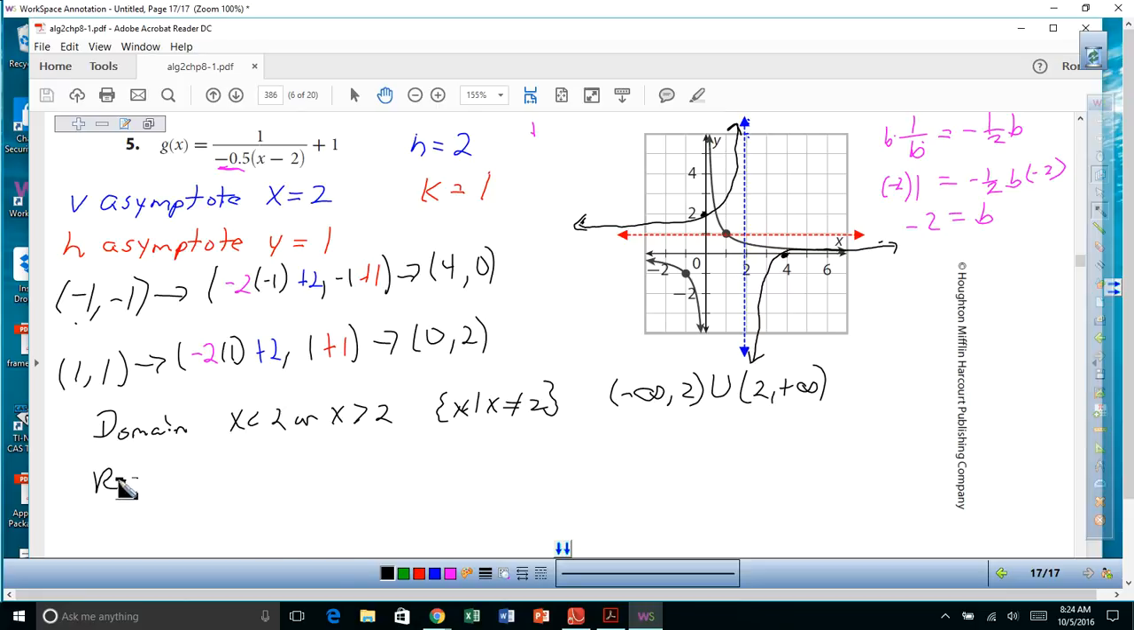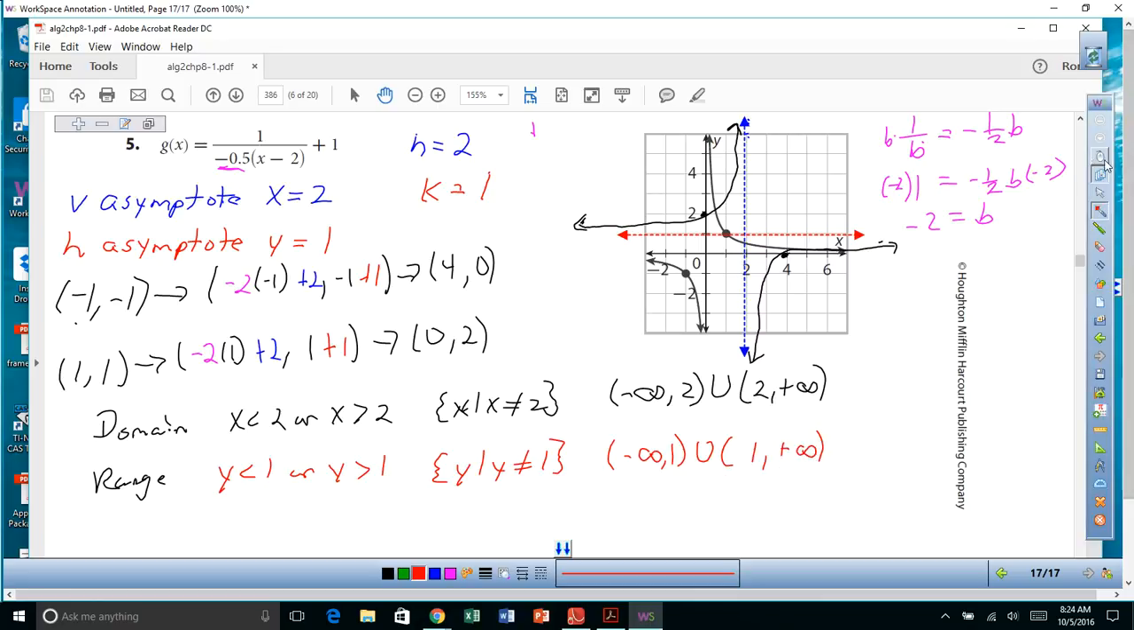Range. And we'll do this in red. We're going to have y is less than 1 or y is greater than 1. Y such that y is not equal to 1. And -infinity to 1 and union. And then 1 to positive infinity. All right, great job.